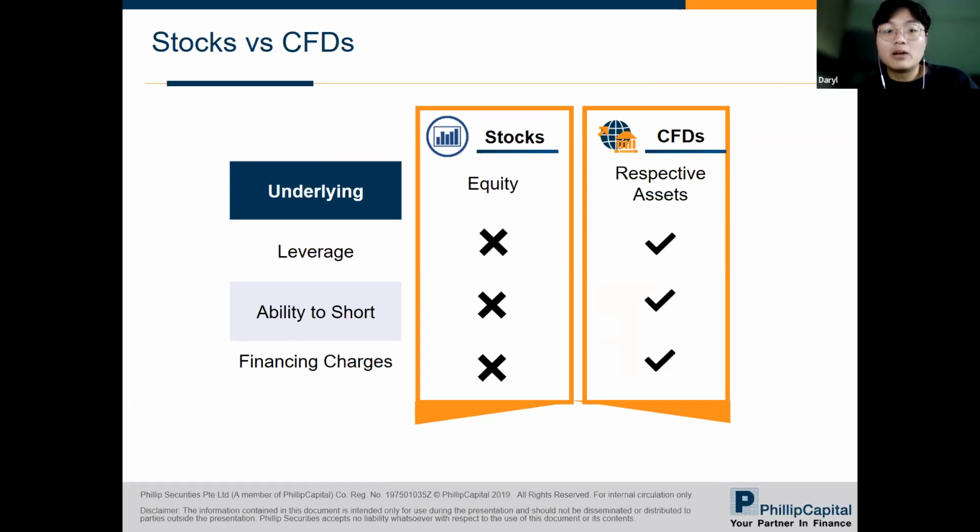CFD allows you to go long or short, which means you'll be able to profit from both bullish and bearish markets. However, for stocks, if you're using our platform, you will only be able to short or leverage if you are using a margin account and have an SPL account. The interest is the same if you're using a margin account to trade. But unlike with stocks, with CFD you will only be using one account and be able to leverage, short, and also tap into different asset classes, which is more convenient for you.